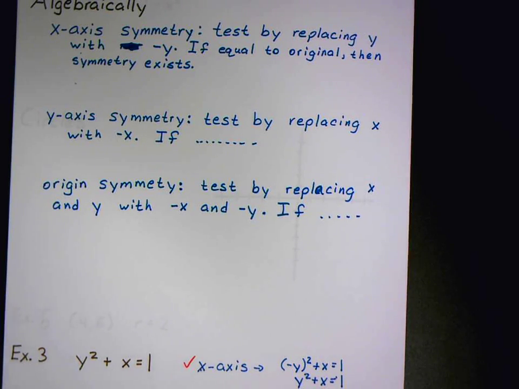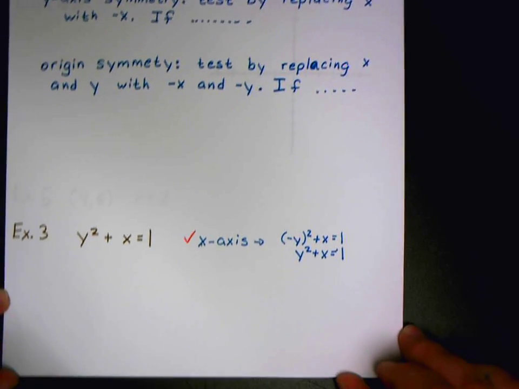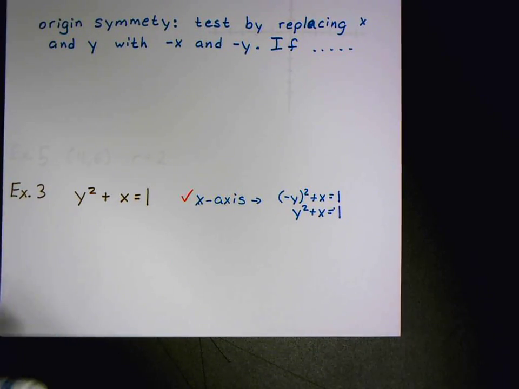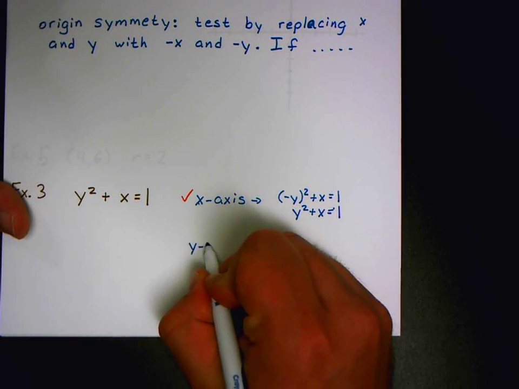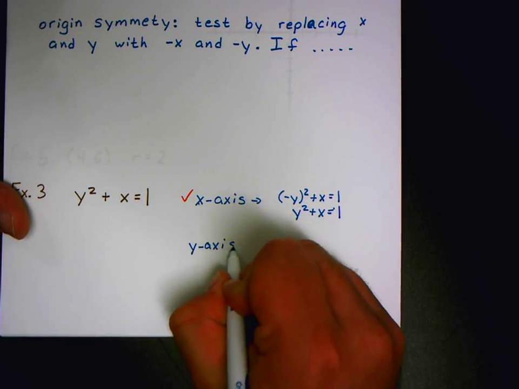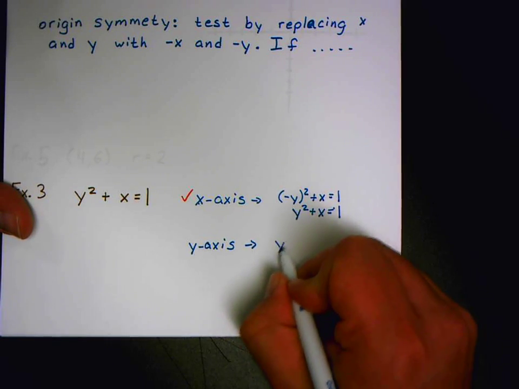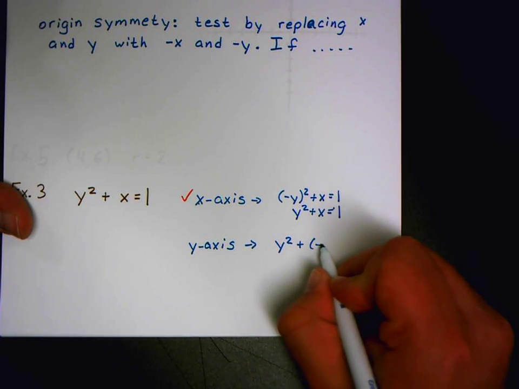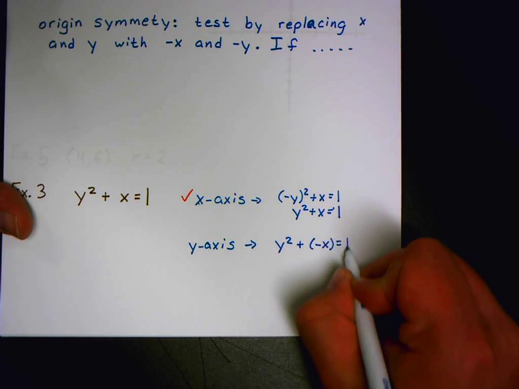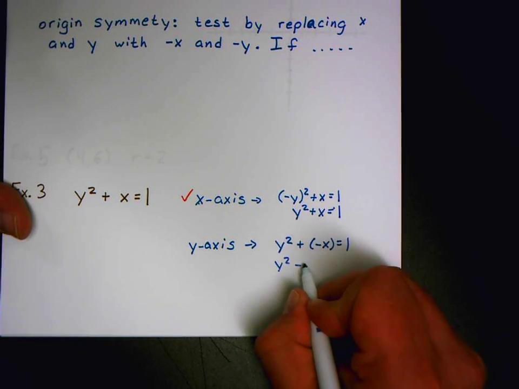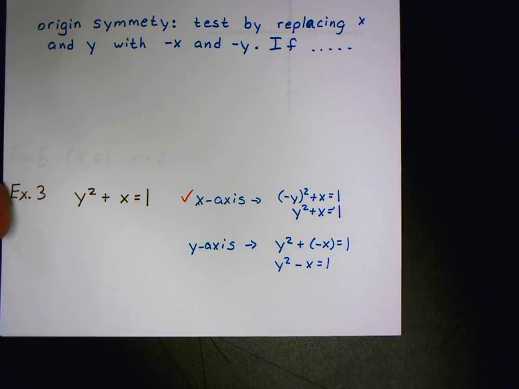Okay, so if I finish this up down here, if I test for y-axis symmetry, I take y squared plus negative x equals 1. So I have y squared minus x equals 1. Is there any way I can make that look like the original? No. So it does not have y-axis symmetry.